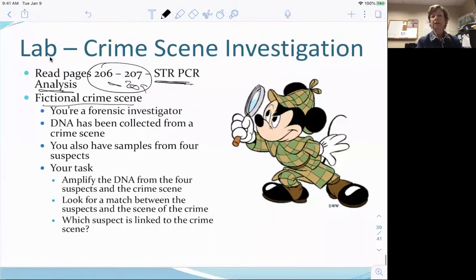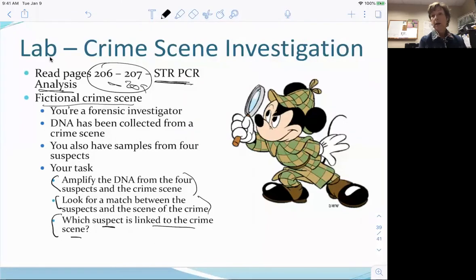And so I'm going to set the stage in the fact that you're going to be a forensic investigator. We have collected DNA from a crime scene. Of course, this is all simulated, but we've collected DNA from a crime scene, and we have samples from 4 suspects. So your task is to amplify the DNA from the crime scene and the 4 suspects. We're going to look for a match between the suspects and the crime, and we're going to see which suspect can be linked to the crime scene.